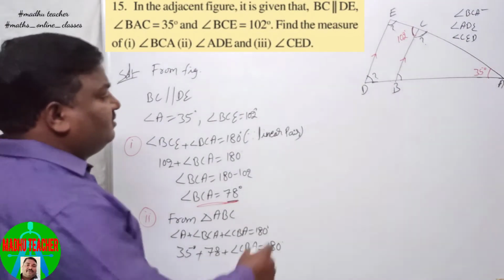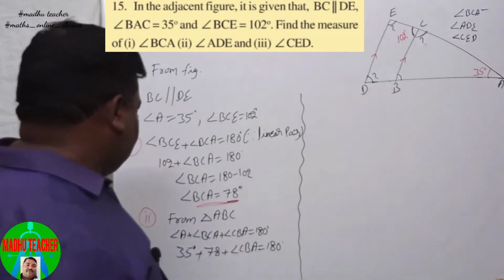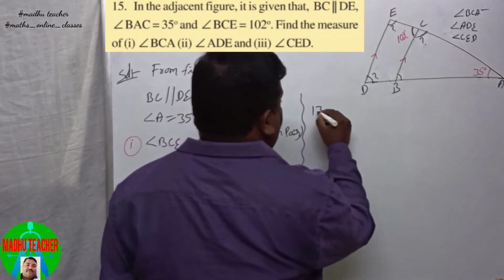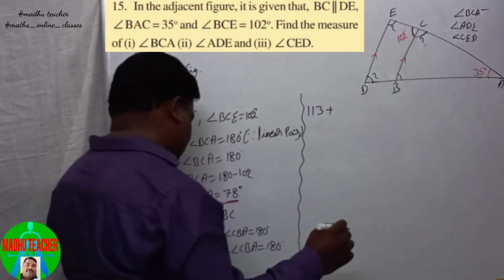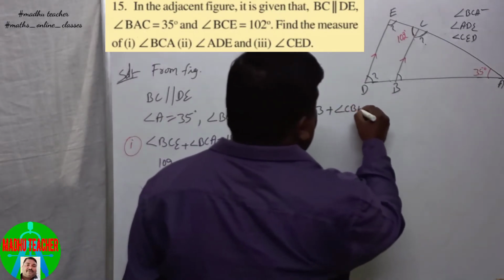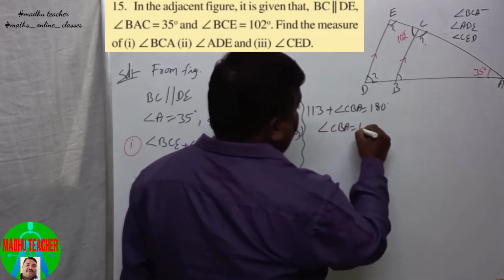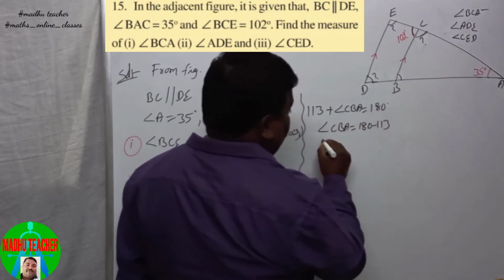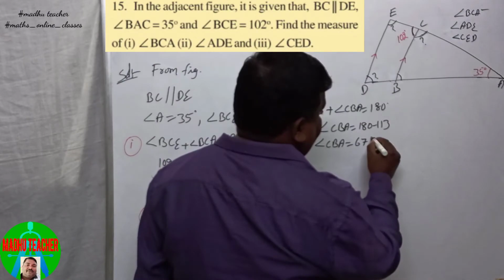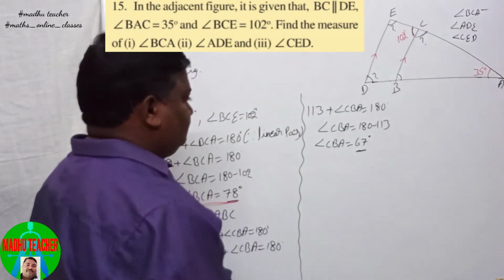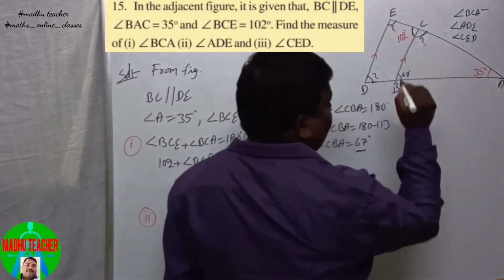35 plus 78 is 113, plus angle CBA equals 180 degrees. Angle CBA equals 180 minus 113. Angle CBA equals how much? 67 degrees. Then we got this, it is 67 degrees.